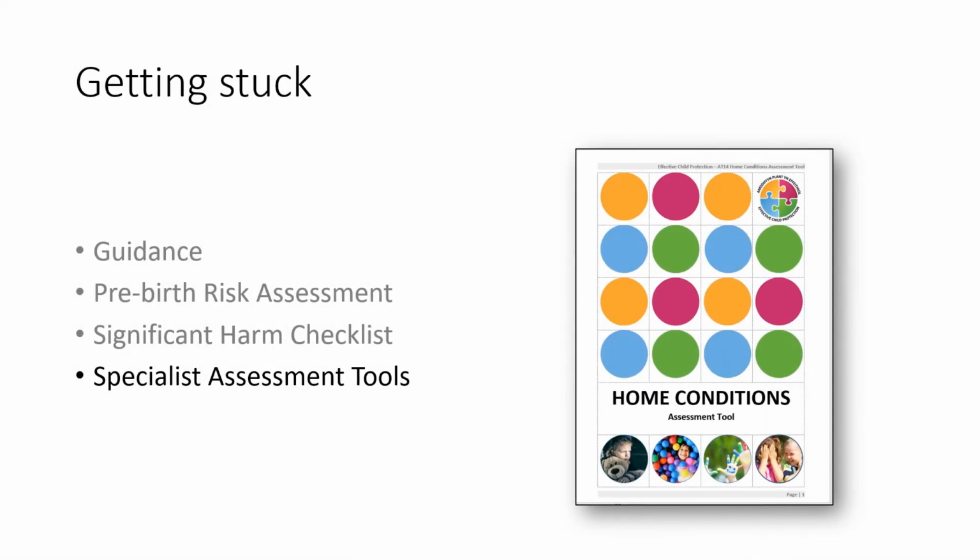Other tools include those used to assess neglect. The Home Conditions tool objectively assesses the physical condition of the home and its effect on the child. Another tool to assess neglect is the Graded Care Profile. The Graded Care Profile is a more extensive assessment of neglect and includes areas such as parental responsiveness to the child and how esteem or love is demonstrated.